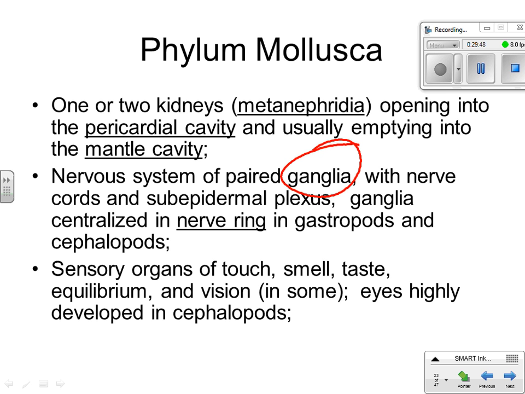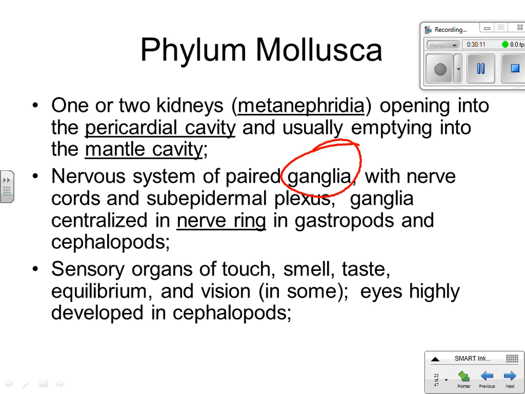They do have some sense organs: touch, smell, taste, equilibrium. What does equilibrium mean here, in this context? We're talking about it as a sense. Yeah, like balance. And also vision.